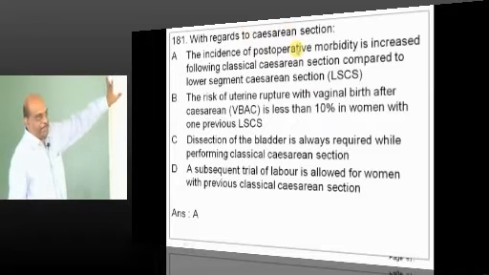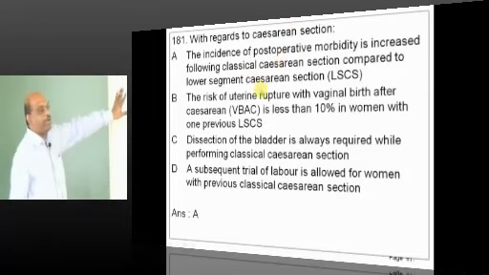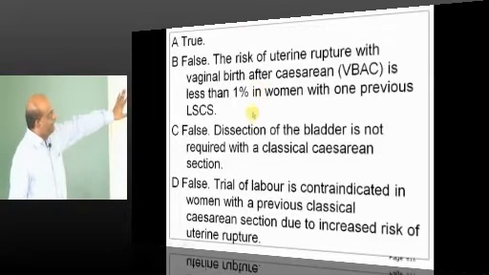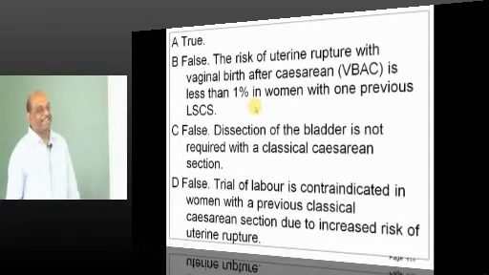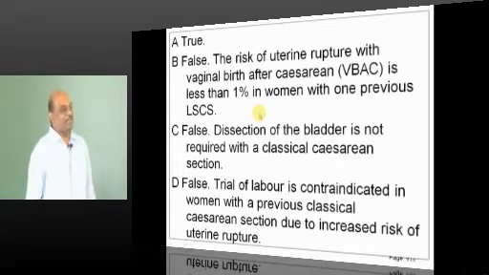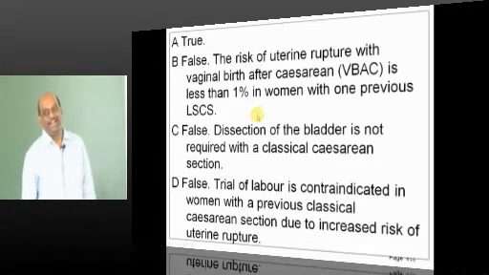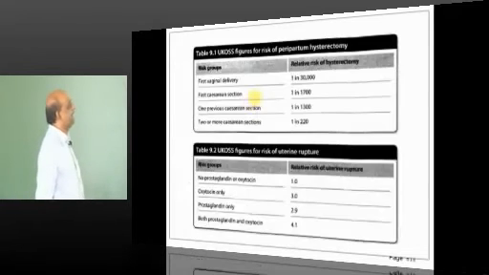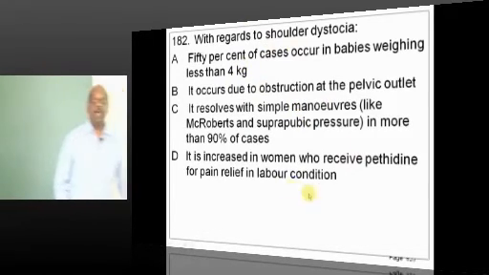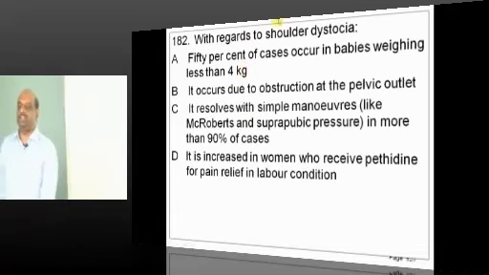We want a true statement, no? Option A is a true statement. Why is B a wrong statement? It is not 10%, it is 1%. Oh, we are Marwari merchants. Between 8% and 10%. Agarwal traders will not accept that. That's important. With regard to shoulder dystocia, what is your answer?